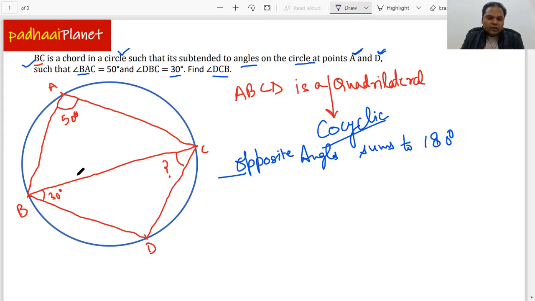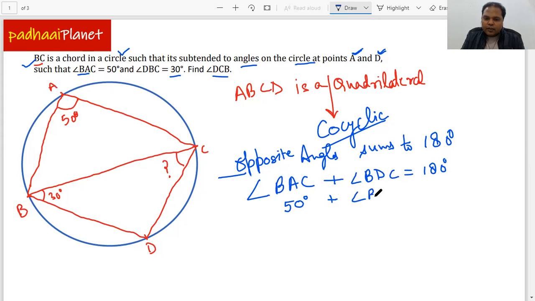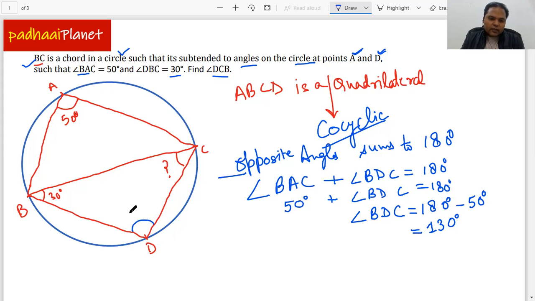So that's the property they have. So what we can say is that angle BAC, when summed up with angle BDC, will make 180 degrees, right? And angle BAC, we already know, is 50 degrees, and this is something which we are trying to find out so that we can get the final answer. So this is 180 degrees, okay? And now we can write angle BDC is equal to 180 degrees minus 50 degrees, and that's 130 degrees, right?